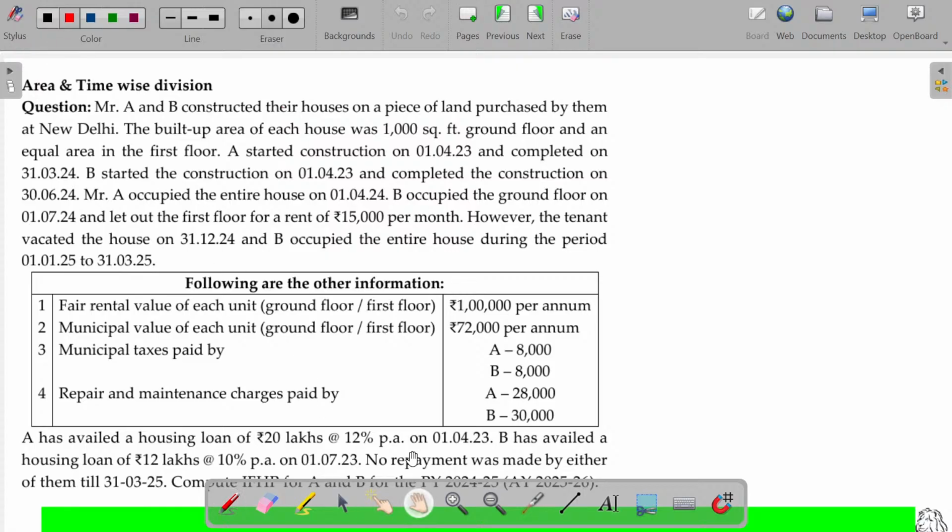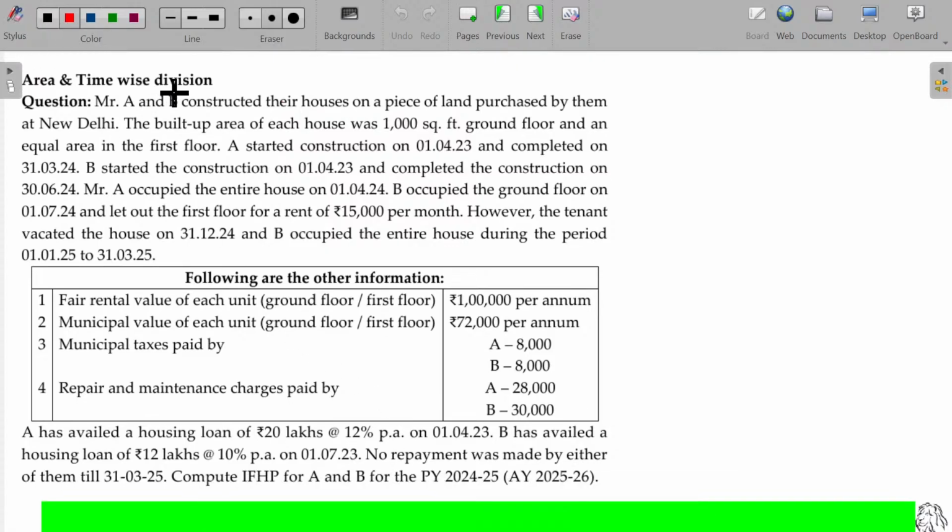So I am going to solve the illustration in B's view. B started construction on 1/4/23, completed construction on 31/3/24. Then what about the pre-construction period? From the date of starting the construction, 1/4/23, and the ending date will be the construction completed date, but earlier 31st March will be taken if the loan is not repaid. So 31st March 24 will be taken. Okay, this will be the pre-construction period.